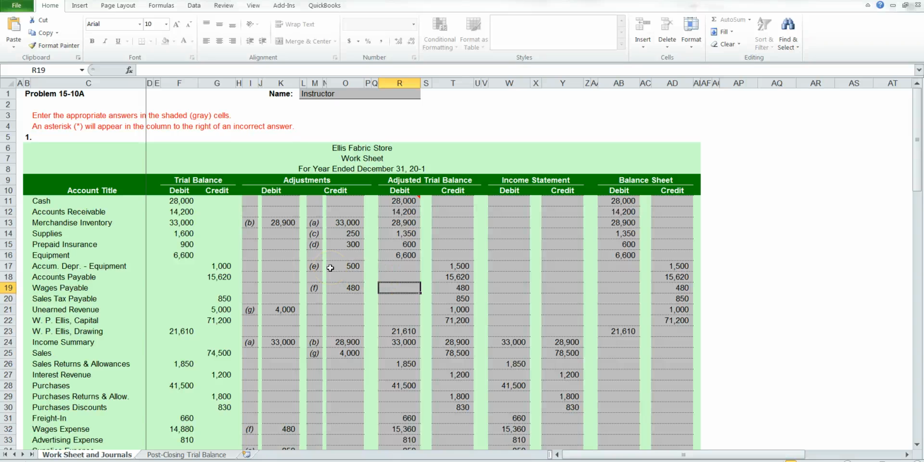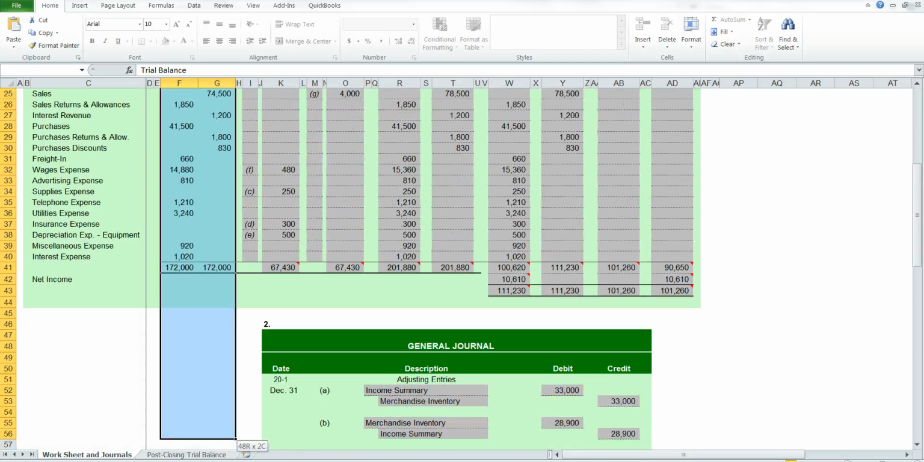Hello, Financial Accounting 1. I would like to review problem 15-10A, which you will find on page 599, and they give us the trial balance in its entirety on page 601.